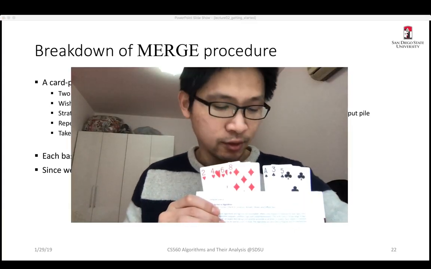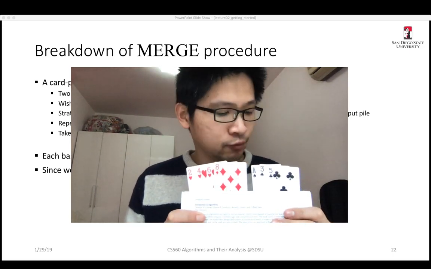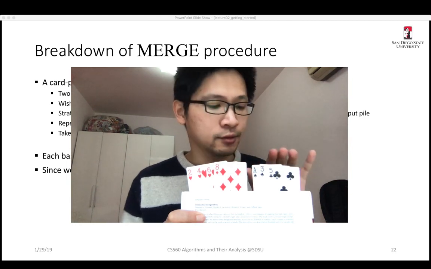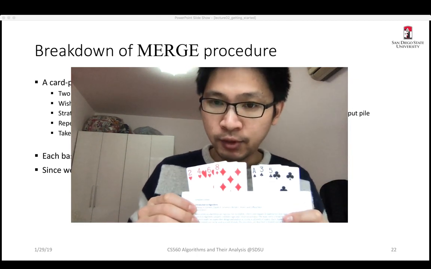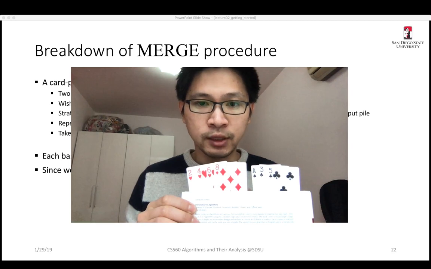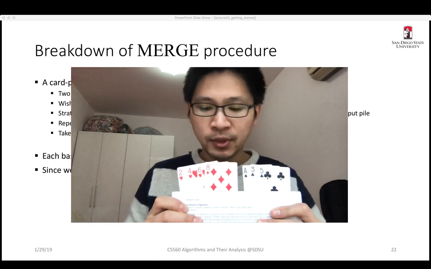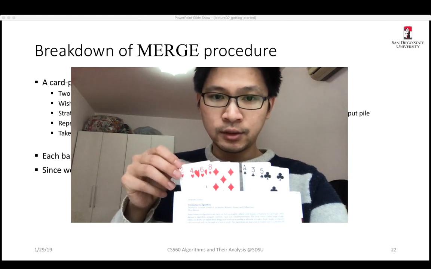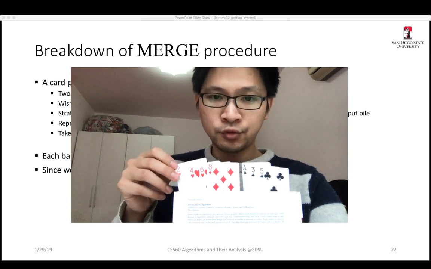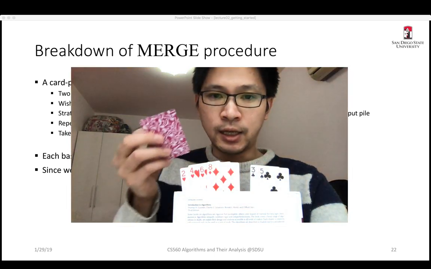So here is a little demo of the playing card analogy that I just described. So imagine we have 2 input piles of cards, and each of them is already in sorted order. And the black one is 1, 3, 5, and the red one is 2, 4, 6, 8. So the strategy is that we take the 2 of the top cards and compare them. So here we have 2 and 1, and we take the smallest, right? Because 1 is smaller. We just take 1 out and place it in an output pile.